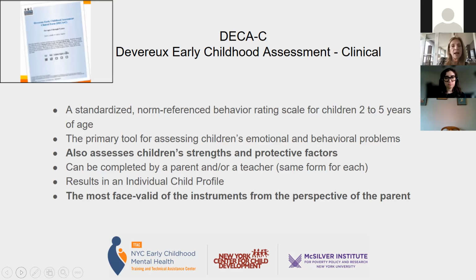Okay. So the DECA-C is a standardized norm reference behavior rating scale for children 2 to 5 years of age. It is the primary tool in our set of measures for assessing children's emotional and behavioral problems. A real strength of the DECA-C and a difference from other behavior problem checklists or assessments is that the DECA also assesses children's strengths and protective factors. And that's a really important and good way to join with parents by thinking about what the child's strengths are.